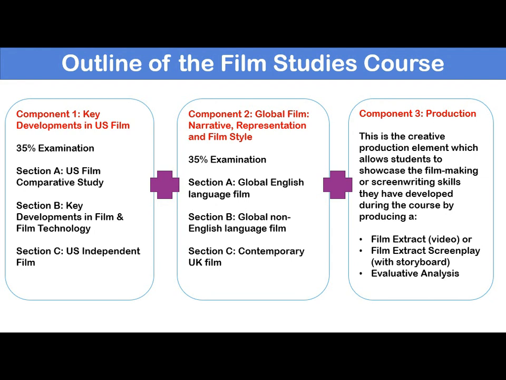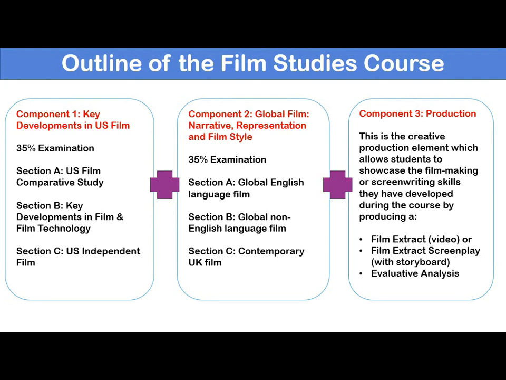The first examination focuses on key developments in US film, and it's made up of 3 sections. US Film Comparative Study, Key Developments in Film and Film Technology, and US Independent Film. The second examination, Component 2, focuses on global film, looking at narrative, representation and film style. The 3 sections on this exam include looking at global English language films, global non-English language films, and contemporary UK films.